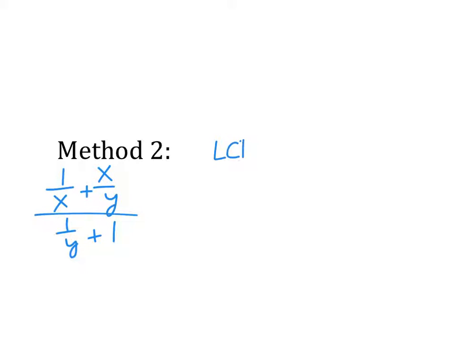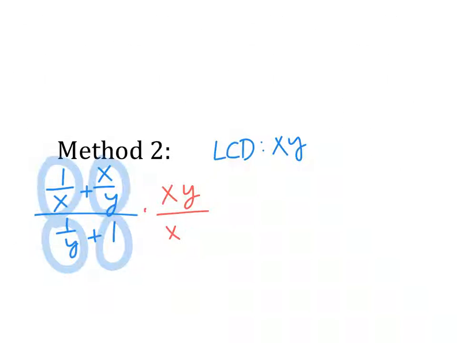First of all, to do method 2, you have to look at the LCD, the least common denominator, for every single thing that's in the fraction. So what is the least common denominator for all 4 terms? XY. So what we're going to do is multiply the LCD to everything. So we're going to multiply xy over xy. Okay, what this means is we are going to distribute to everything. The numerator goes to the numerator, the denominator goes to the denominator.